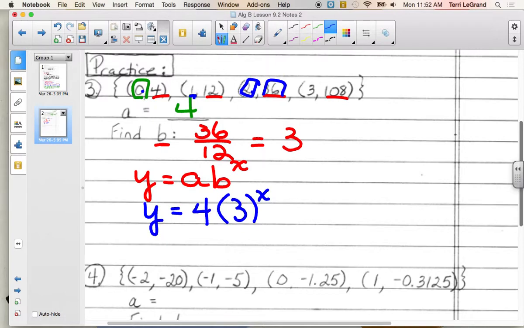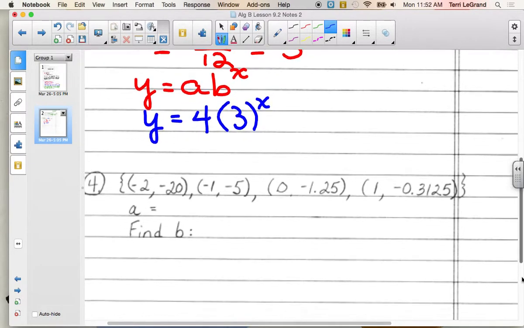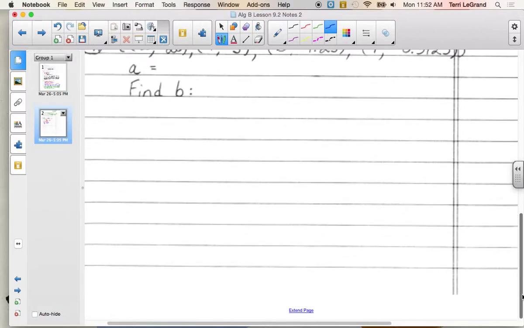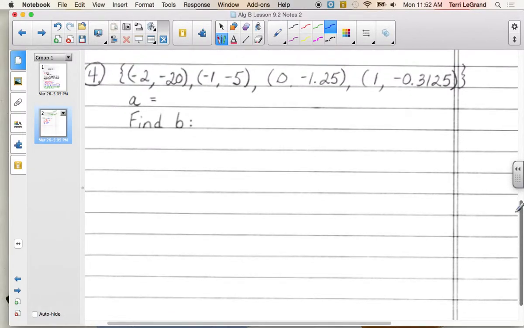So our exponential model should, when we substitute in the x values from the ordered pairs, give us the y values that went with those x values. Will we have to show a substitution? No, but that would be a way, especially if you're in a team, to make sure you have the right one when you're doing an assessment and it's worth points.